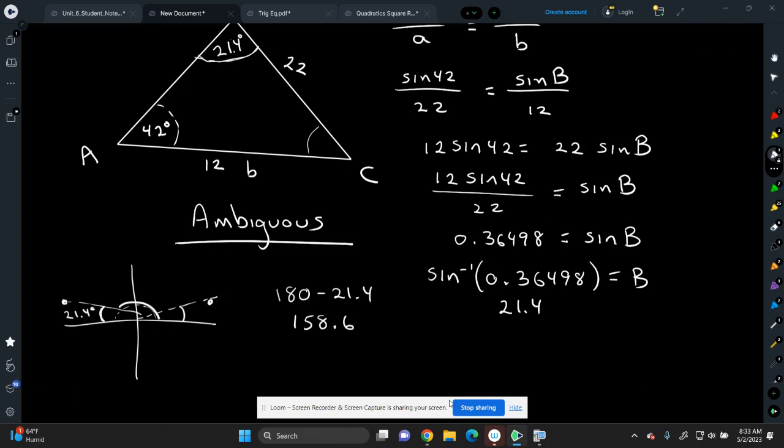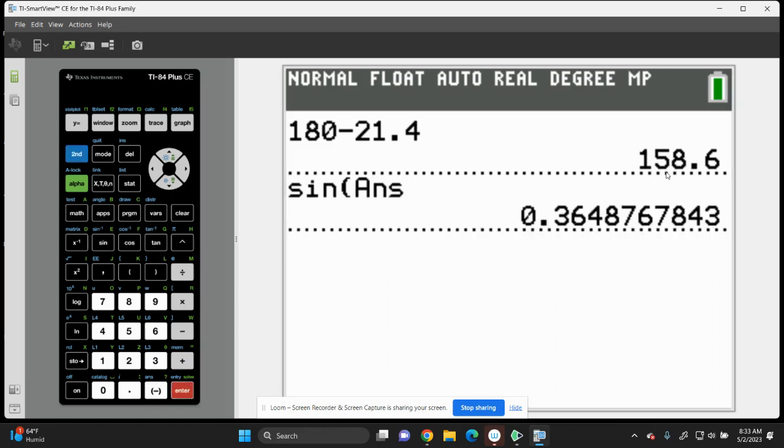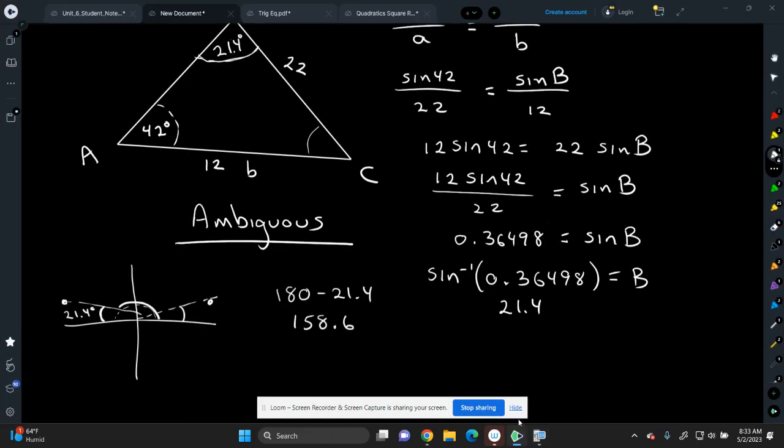So according to my inverse sine, according to my reference angle, another angle that's going to give me an inverse sine equal to 0.36498, right? Let's do the sine. The sine of 158.6 is also equal to 0.3648, okay? The sine of 21.4, yeah, okay. So see how I have two angles that are going to give me that result. I have to consider both.